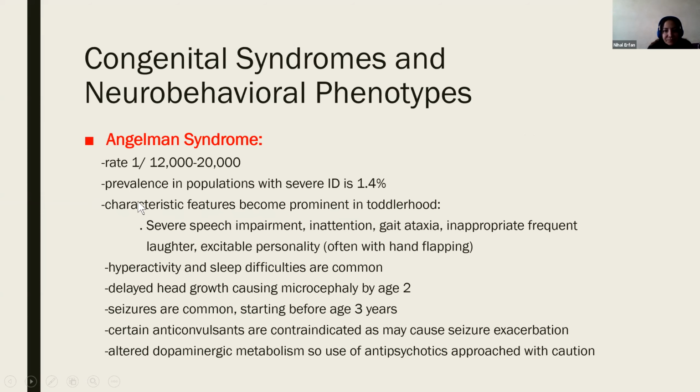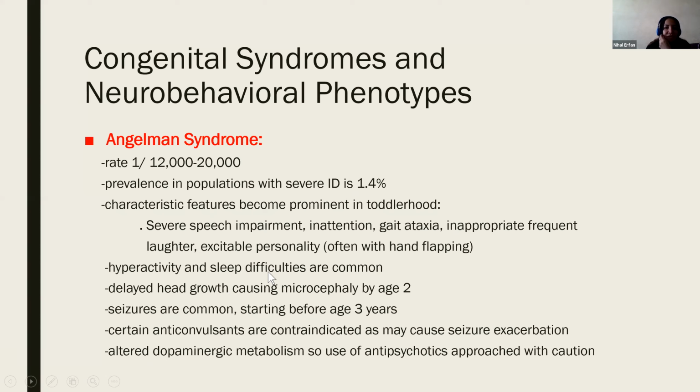Angelman syndrome also, because it's one of the differential diagnoses with autism spectrum. So their rate of about 1 in 12 to 20,000. The prevalence in populations with severe intellectual disability is about 1.4%. Their characteristic features become prominent in toddlerhood, okay? And these are severe speech impairment, inattention, gait ataxia, frequent laughter. So this is kind of the hallmark. So these are kind of smiley, happy kids. That's how they present because they have this inappropriate laughter, very excitable, okay, with hand flapping.